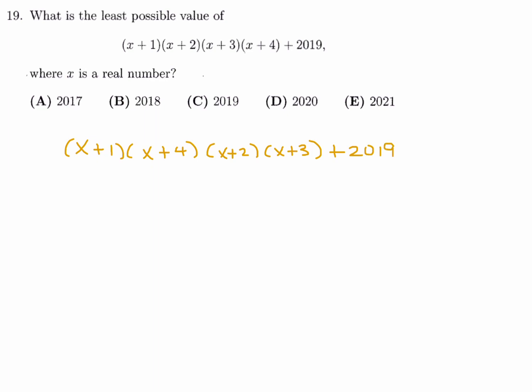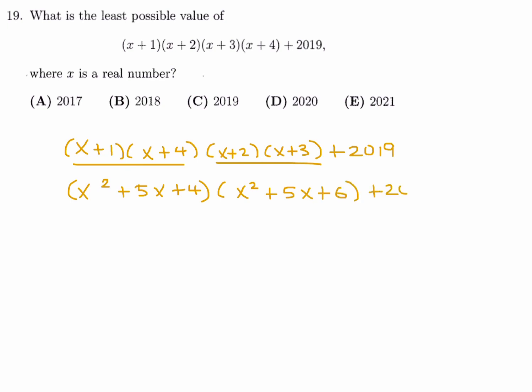And when you rearrange them a little bit and expand them, this one and this one, you get x squared + 5x + 4, and then x squared + 5x + 6. Now these are very similar, so I think I might be able to manipulate them.